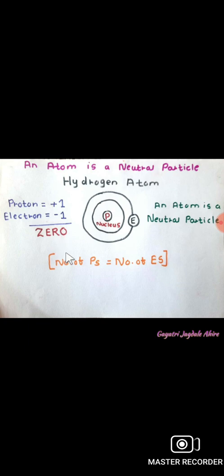In this example, we learn that the number of protons is equal to the number of electrons. When positive 1 cancels negative 1, we get 0. Therefore, we say that any atom is a neutral particle.